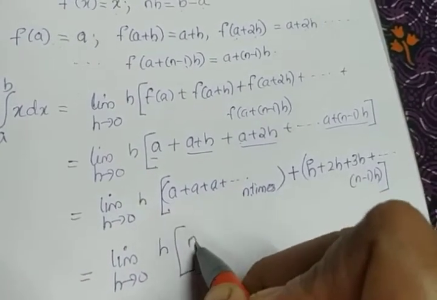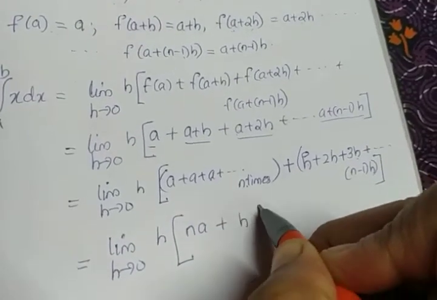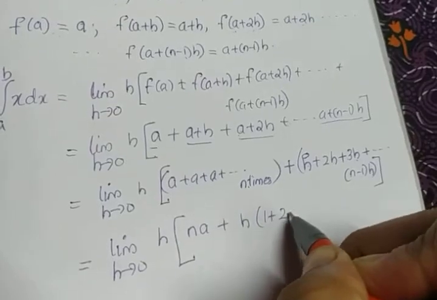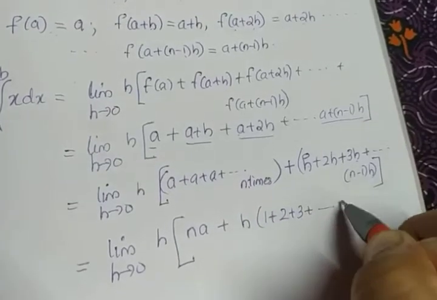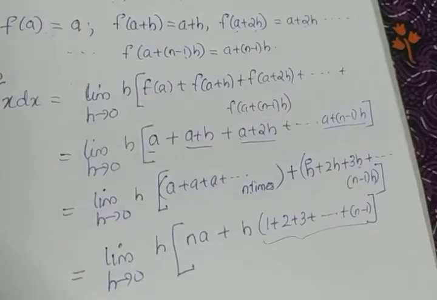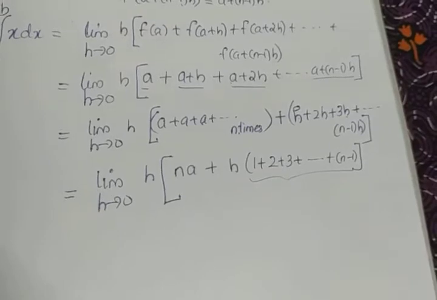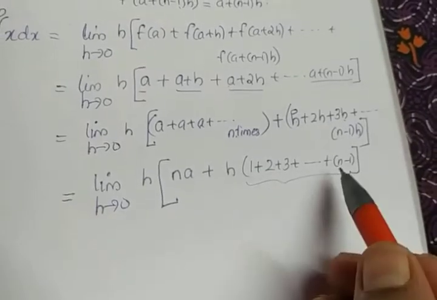So na plus, in this bracket, what is common? h is common, so I am taking it outside: 1 plus 2 plus 3 plus etc. plus n minus 1. This bracket we already know. We have studied in the plus 1 classes the sum to n terms of special series. So that is what is given here.